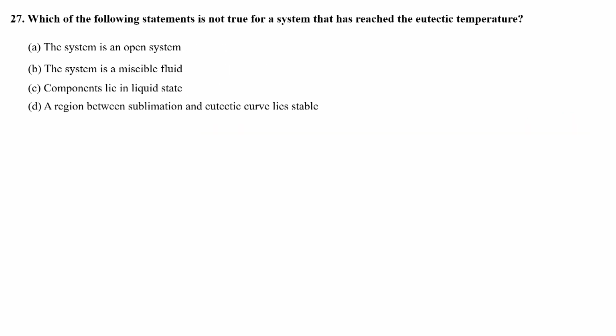Next is problem number 27, which says, which of the following statements is not true for a system that has reached the eutectic temperature. The system is an open system, the system is a miscible fluid, components lie in the liquid state, a region between the sublimation and eutectic curve lies stable. Again, A is the correct option. This is not true actually.